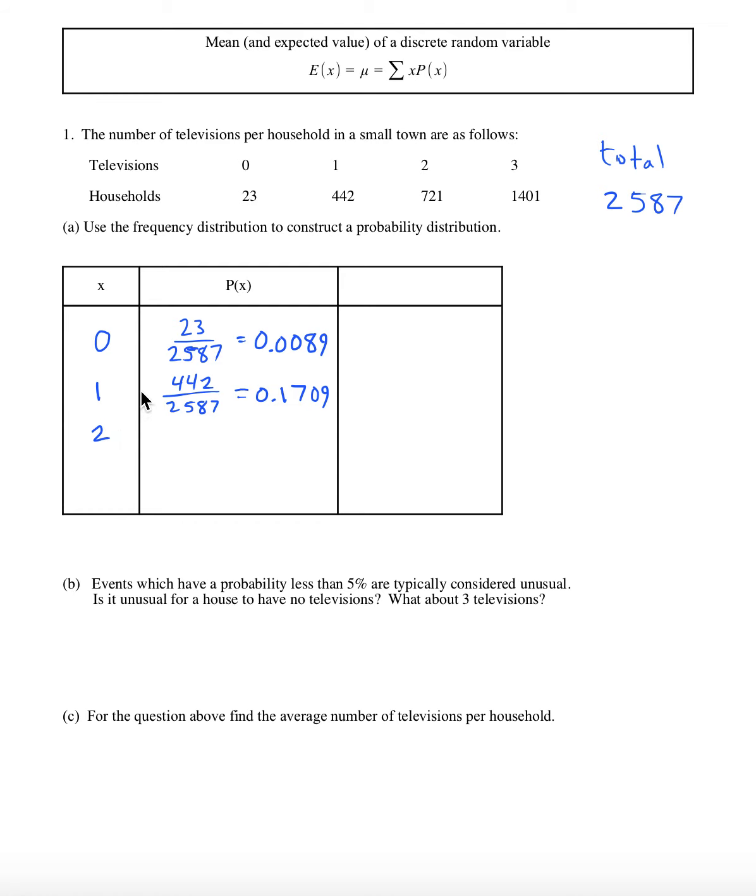Those that said two televisions was 721 out of 2587. Probability of 0.2787. And 1401 of the households said three televisions.